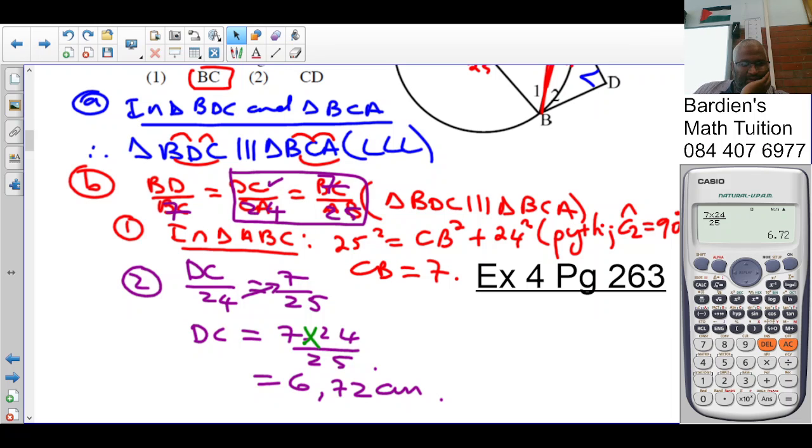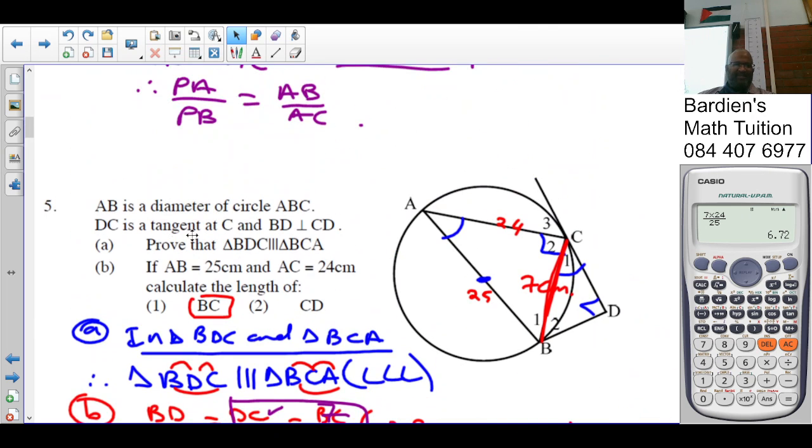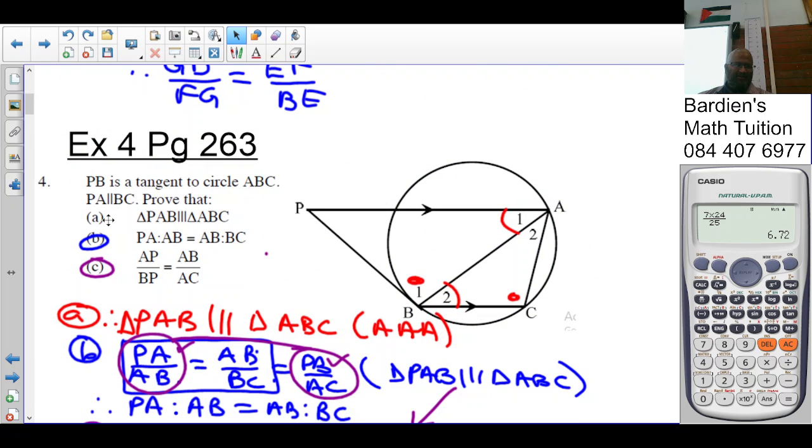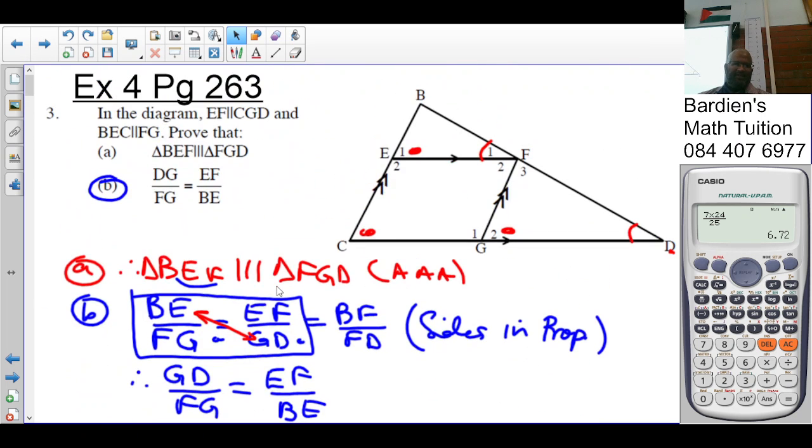So now we're going to look at example 10. In this exercise, we're going to have to draw up our own triangles, which are similar. If we look at these questions, you'll see that the first question is: prove similarity. Question 4a, prove similarity. 3a, prove similarity. You see that, people?